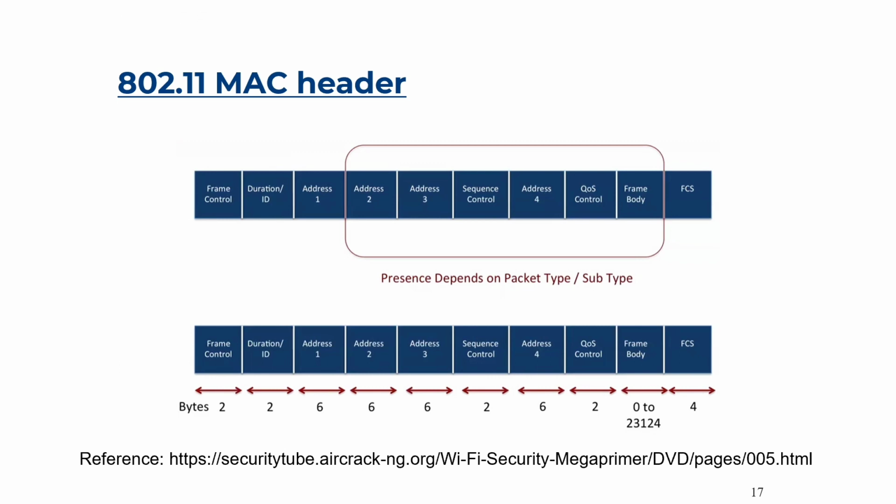Now let's look at a full 802.11 MAC header. Now MAC header addressing used by 802.11 frames is much more complex than Ethernet frames.